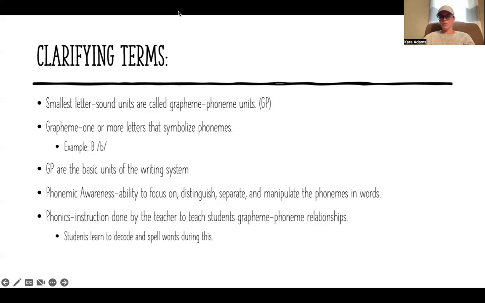Phonemic awareness is so important as a first grade teacher. I used Heggerty to teach this, but it's the ability to focus on, distinguish, separate, and manipulate the phonemes in the word. So we may be deleting the first sound, adding to the first sound, asking what is the last sound, syllables, etc. Phonics is the instruction done by the teacher to teach the students grapheme phoneme relationships. This is where students start to take their ability to know the letters and the sounds and put them together to decode and spell words.